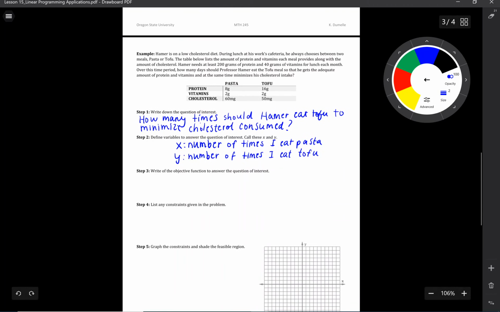Next, I want to write down the objective function to answer my question of interest. Again, I want to minimize the cholesterol consumed. I'm going to call this C for cholesterol of x, y. So the amount of cholesterol I consume is the number of times I eat pasta times that amount of cholesterol, which is 60, plus the number of times I eat tofu, that's y, times that amount of cholesterol. And this is what I want to minimize.